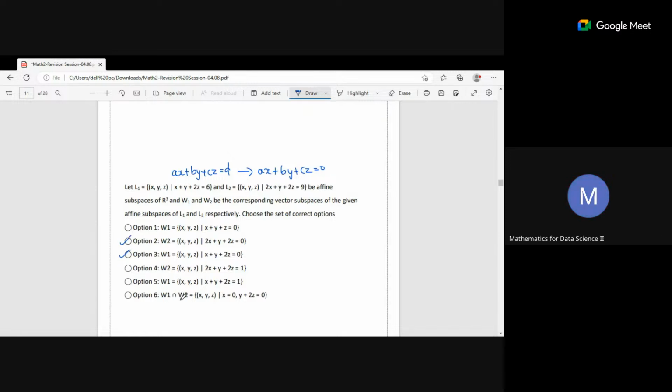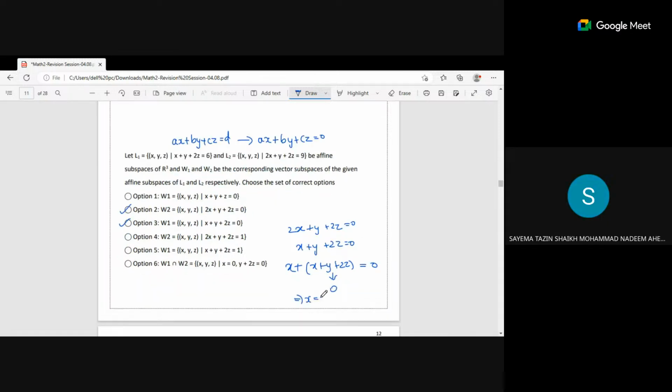They are asking what is W1 intersection W2. How do you find W1 intersection W2? You have to solve this system of equations. So you have 2x plus y plus 2z equal to 0, and you have x plus y plus 2z equal to 0. It means what? x plus y plus 2z, I'm just splitting the 2x into it. This is 0 and this is 0. So what does this mean? Your x is 0, which means y plus 2z is 0. So this intersection definition is fine.